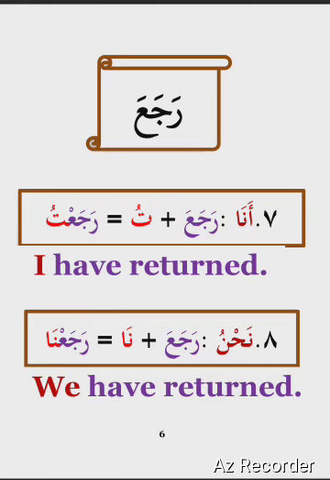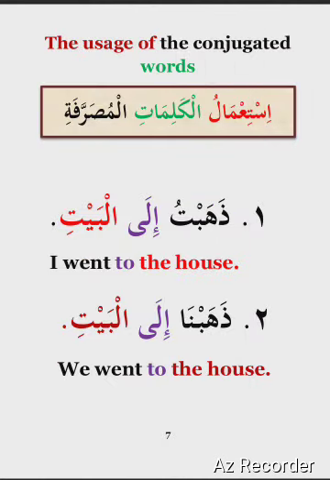Number 8. Nahnu, we. How do we change the verb raja'a to suit nahnu? All you need to do is to attach na to the last letter. Then you give sukun to the letter before it. So the verb raja'a will now become raja'ana, which means we have come back or we came back. I hope you understand. MashaAllah.